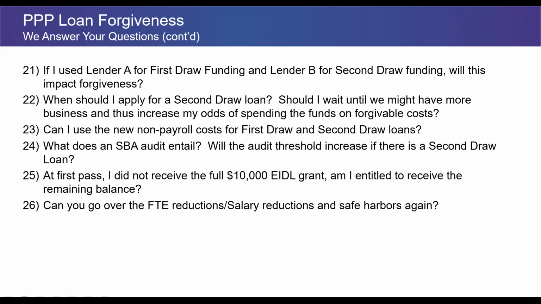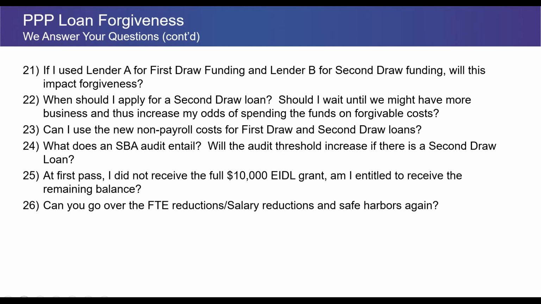Josh, you're taking 25. I'll take this one actually, Todd. Okay, Steve, you take it. At first pass, I did not receive the full 10,000 EIDL advance, the grant. Am I entitled to receive the remaining balance? There is a limited opportunity for borrowers in low-income communities to basically get the difference between what you initially received and the full 10,000. So if you are in one of those communities, you can reach out to the SBA to try to get that, but there is a limited opportunity for only those borrowers.